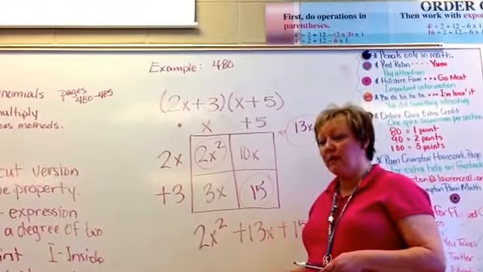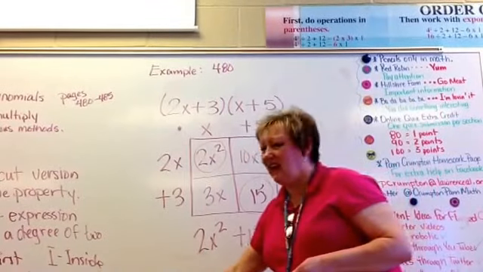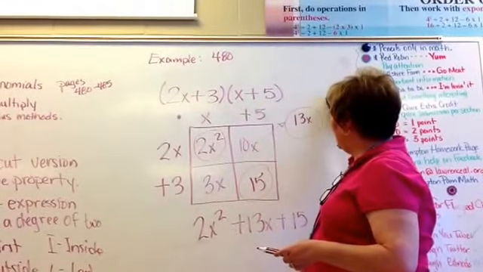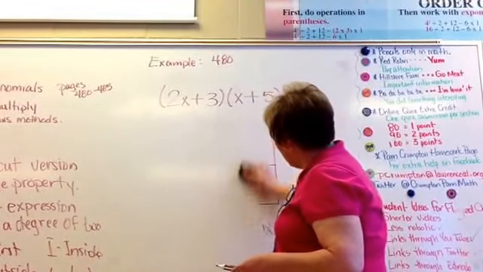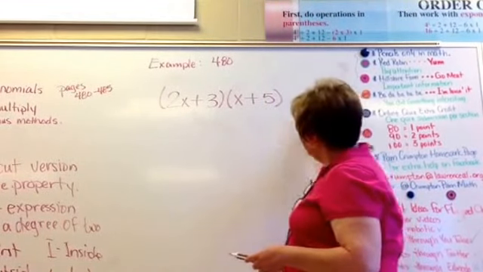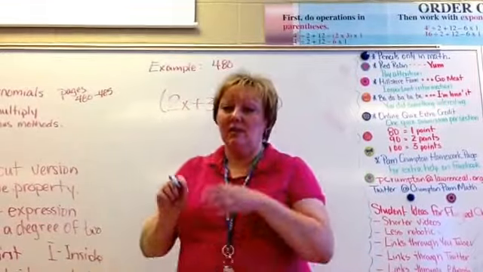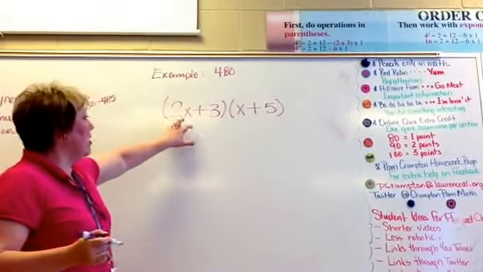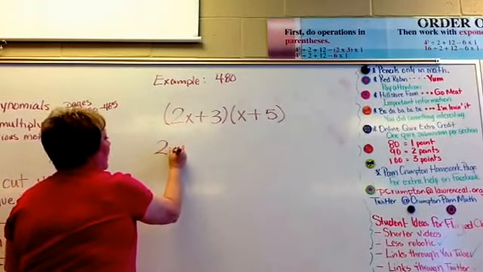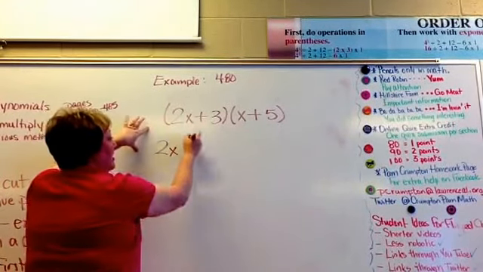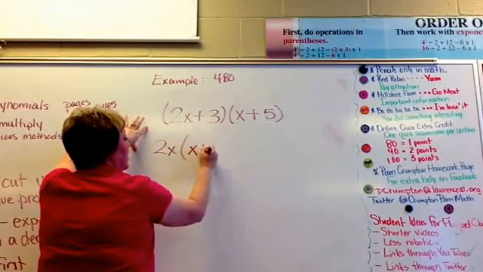I've got one other method that I want to show you, and it's kind of a distributive property method. I'm going to erase now. I think you've had enough time to examine that one a little more closely. And with the distributive property, I'm going to start with this 2x. And I'm going to show distributing that 2x to the x plus 5.